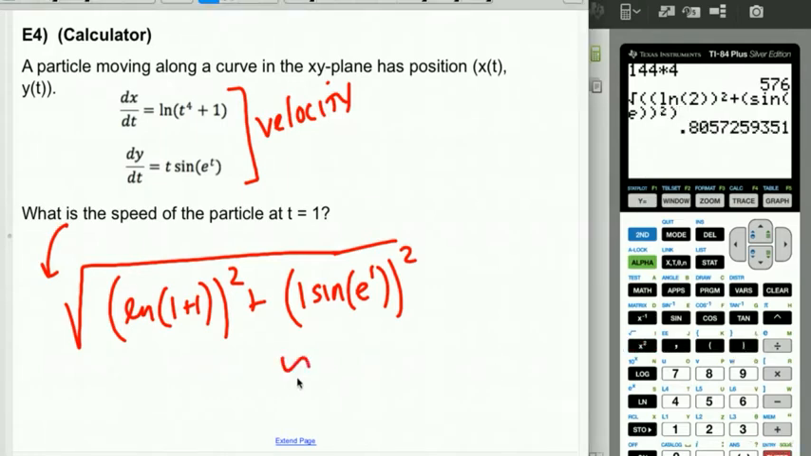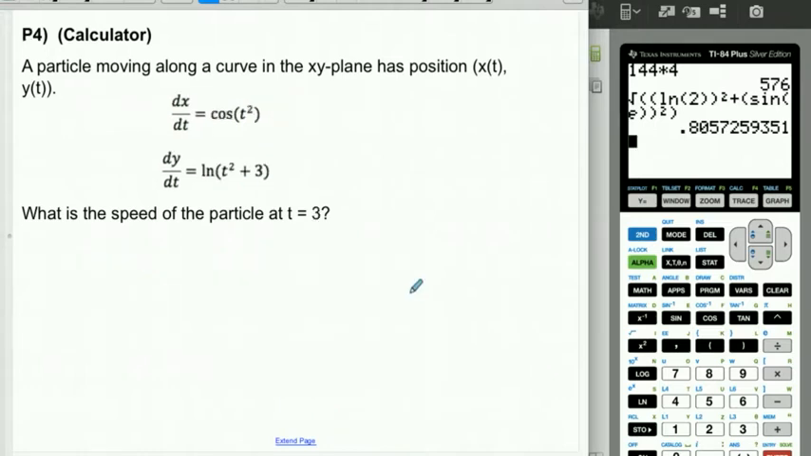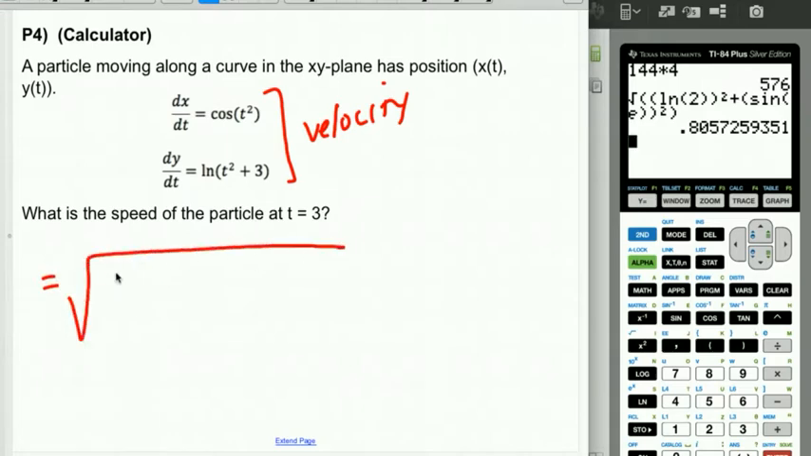So I get that the speed is approximately 0.8056. And again, no units were given, so I don't have to give units. Don't invent units that weren't provided. Same concept. Again, position is x and y, so that makes these velocity, right? So your speed is going to be given by the square root of cosine of 9 quantity squared, because it would be t squared, plus the natural log of 9 plus 3 whole quantity squared.